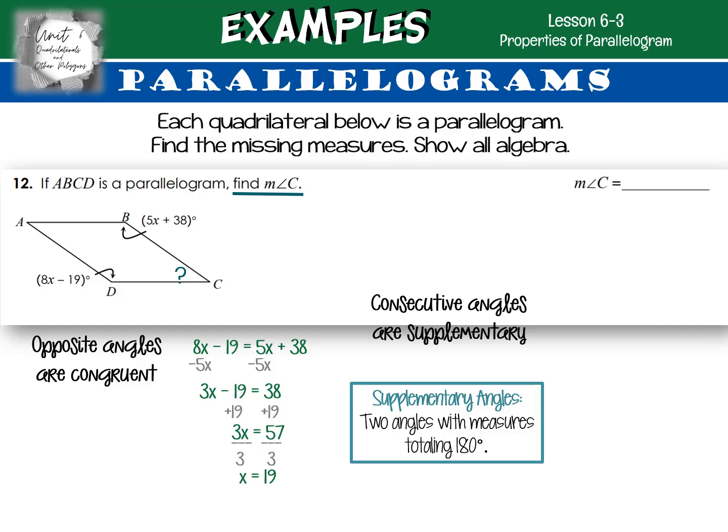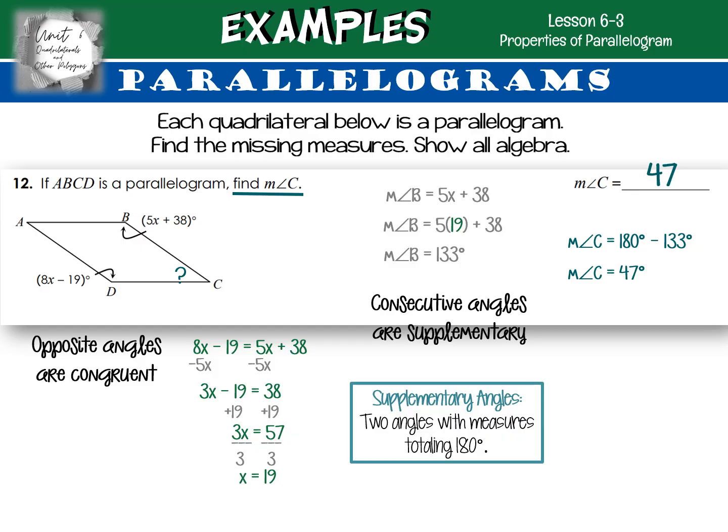Consecutive angles are supplementary, but we don't know what one of the angles is yet. We need to plug it in. So I'm going to plug it into angle B. Could have done D. Doesn't matter. They're going to be the same anyways. So the expression for the measure of angle B is 5x plus 38. And we're going to plug in our 19 that we found for x. So the measure of angle B is 133 degrees. So we need to subtract that from 180 so we can get the measure of angle C. Measure of angle C is 47 degrees.